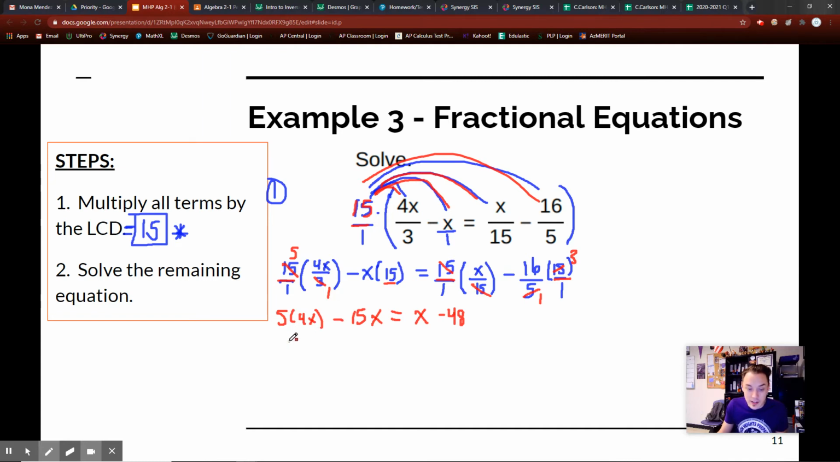Now, let's start simplifying this. This is going to be 20x minus 15x. And then this just chills. This becomes 5x when I combine those. Equals x minus 48. I subtract the x over.